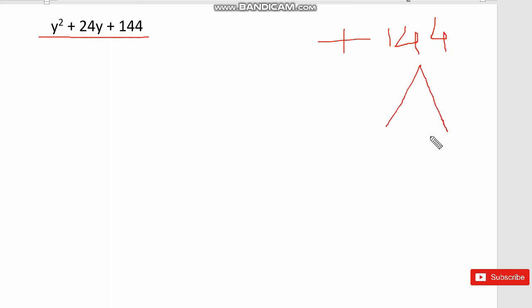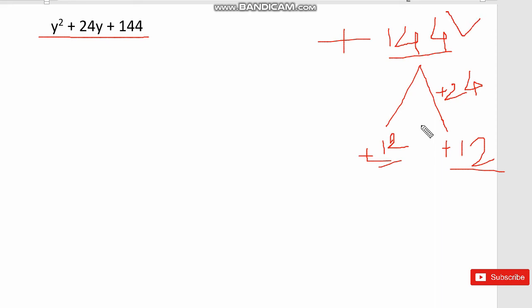And what is our condition? The middle term is positive and the constant term is also positive. Therefore, both factors are positive. Now we factorize the 144 such that the product must be 144 and the sum of them must be plus 24. So what are the factors? We know the square of 12 is 144. So we get the factors plus 12 and plus 12. Plus into plus is plus, 12 into 12 is 144, and 12 plus 12 is 24. So these are our proper factors.